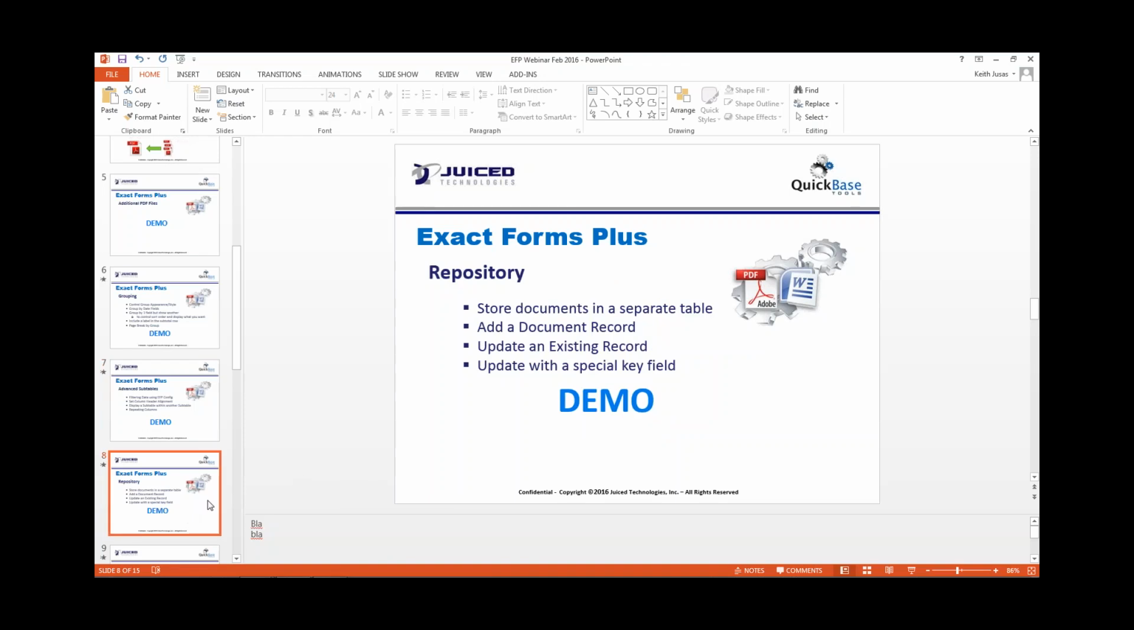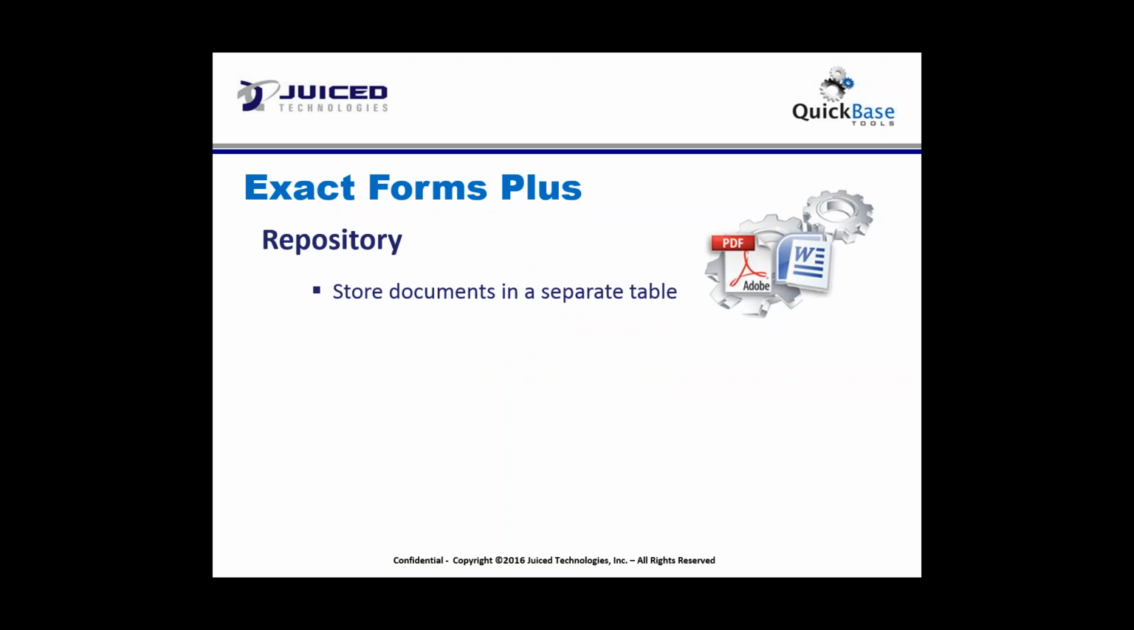Okay, so repository. There might be times where you have a common table that you want all your documents stored in. So instead of generating documents and storing them in the table that the documents are generated from, you might want to store them in some other table. We have a lot of customers that generate 4 or 5 different types of documents from one table, and they don't want 4 or 5 different file attachment fields. They want one file attachment field in another table. So that's why some people will choose this option.